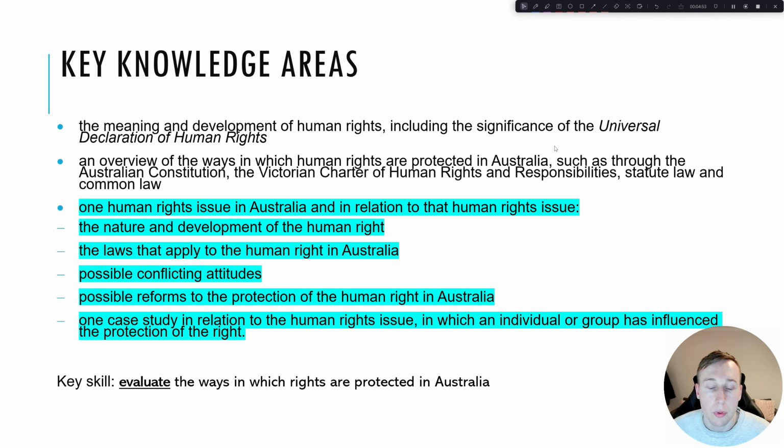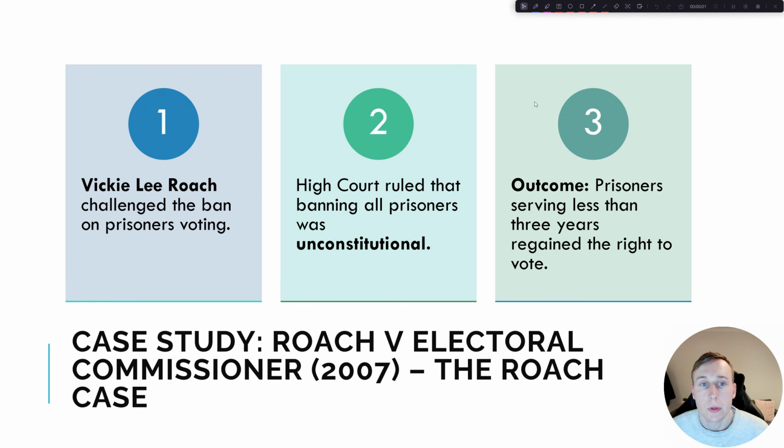But it is really important that for this particular SAC, you do know an example of one case study in relation to whatever human rights issue you do pick. And you just need to really focus on what the case study is and why it was so important in terms of human rights. So the case we're looking at is what's known as the Roach case.